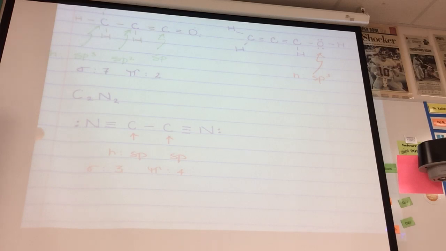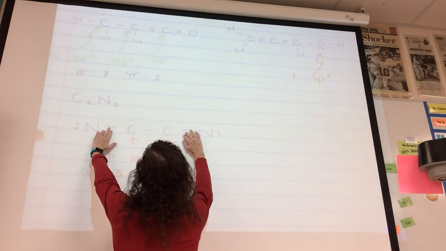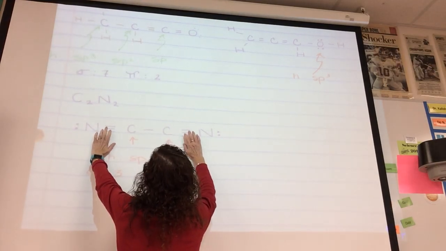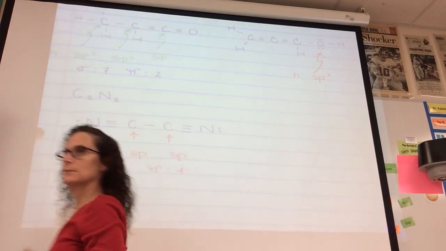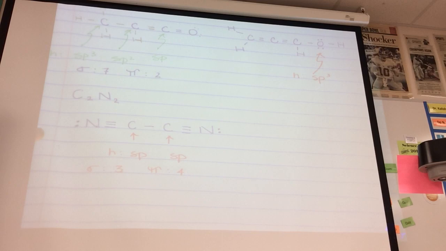How'd you get the pi bonds for that? Pi bonds, a triple bond has 2 pi's and 1 sigma. So 1, 2, 3, 4 pi's, 1, 2, 3 sigmas. All right, triple has 2 pi's, 1 sigma, double has 1 sigma, 1 pi.